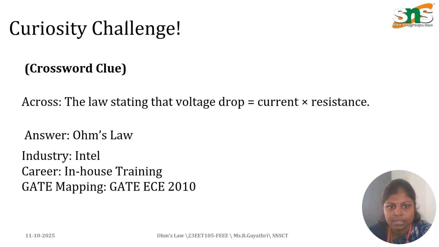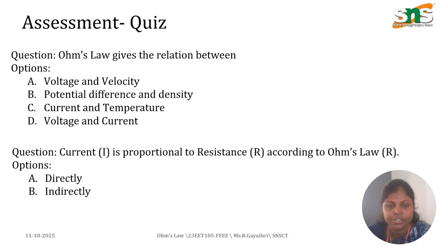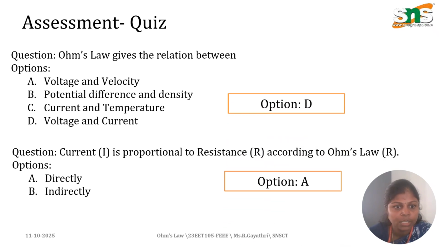Coming to the activity related to the topic, the crossword clue: the law stating the voltage drop is equal to current and resistance, which is Ohm's law. Then assessment questions based on the topic we have discussed. Question 1: Ohm's law gives the relationship between voltage and current. Question 2: the current is directly proportional to what, according to Ohm's law. Option D is correct for the first question, and for the second question option A is correct.